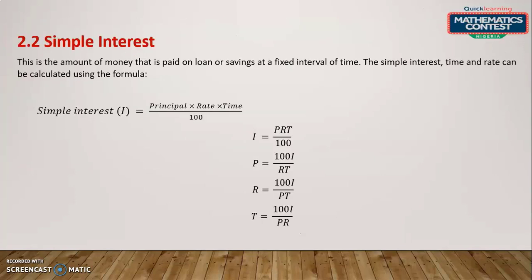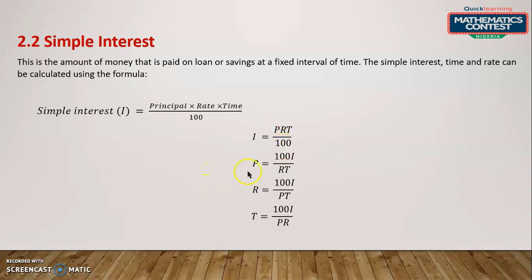The next thing we want to consider is simple interest. Simple interest, as we all know, is the amount of money that is paid on a loan or saving at a fixed interval of time. It can be calculated using this formula: principal times rate times time, all divided by 100. In other words, simple interest is the principal times the rate times the time over 100.